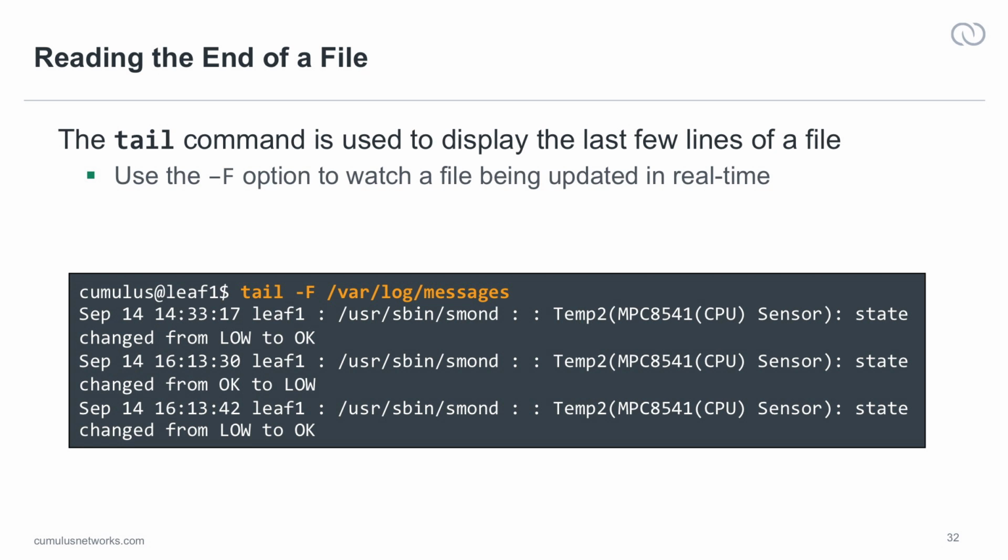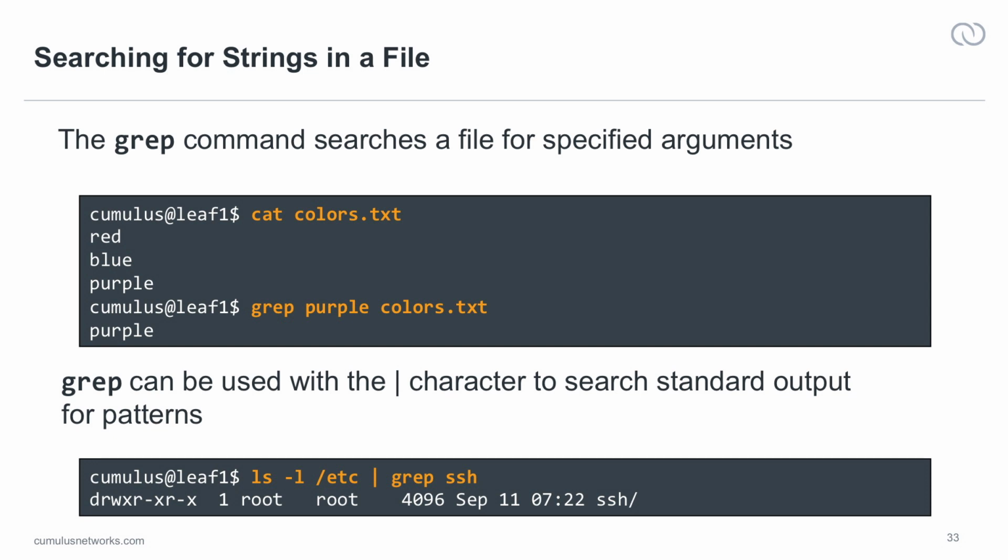The grep command is a filter used to look for characters within a specific file. It can also be used in conjunction with the pipe character to look at standard output and find specific patterns. Two common options are -v, which inverts the search and only shows lines that do not match the search pattern, and -i, which ignores the case, making the command case insensitive.